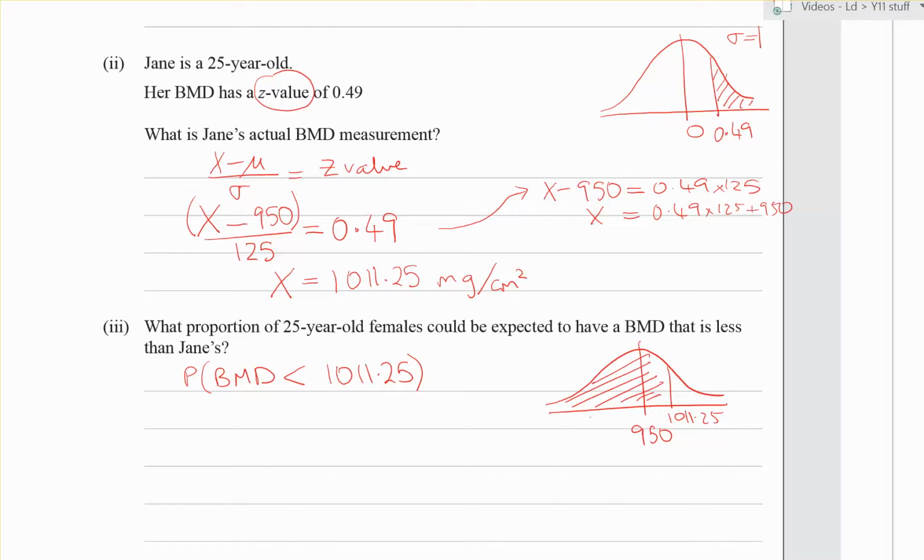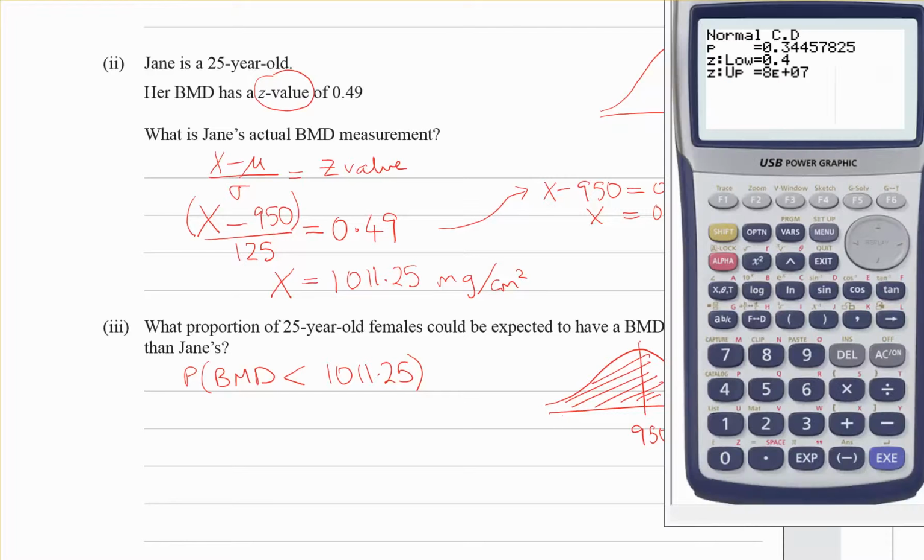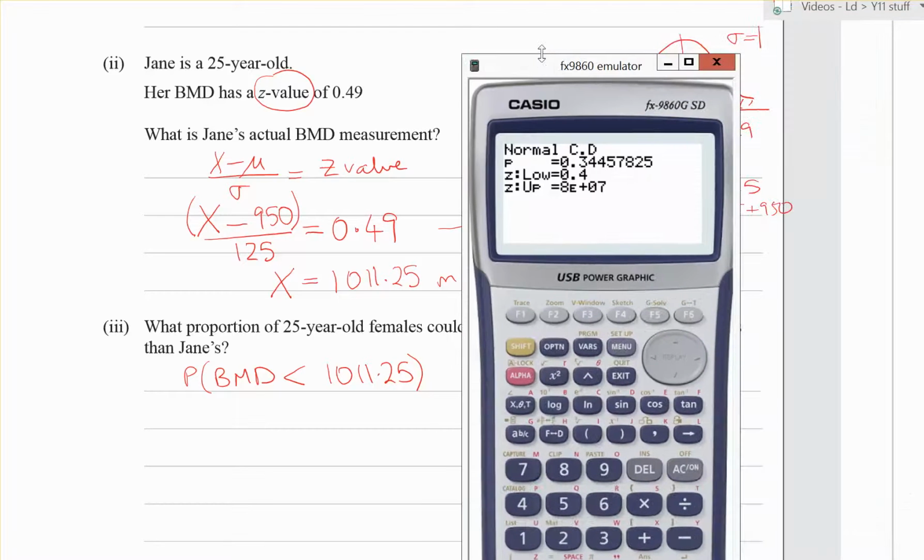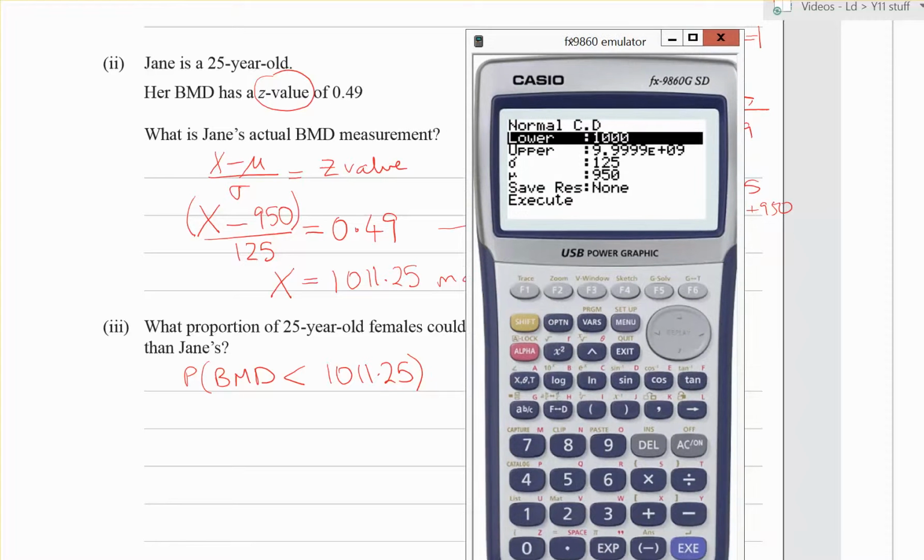We have an upper bound this time, so bringing in the calculator. So a lower bound, I'm going to choose something small. Our upper bound is 1011.25. Same standard deviation, same mean, 0.6879, and we suspected it was bigger than, we knew it was bigger than 0.5.